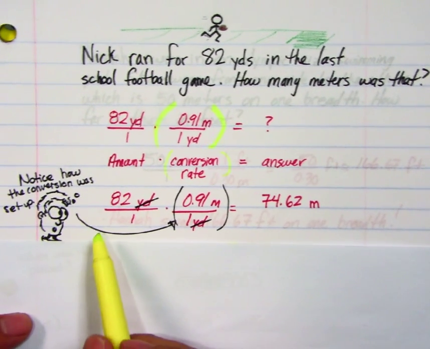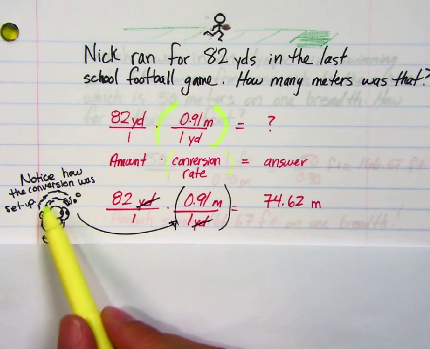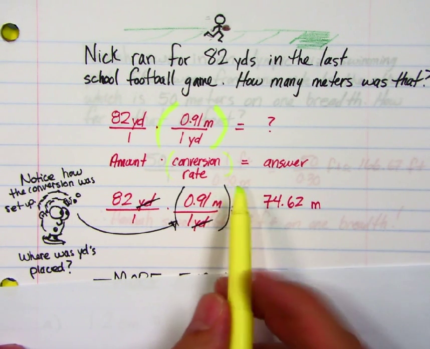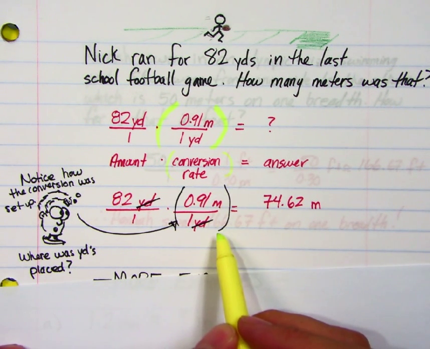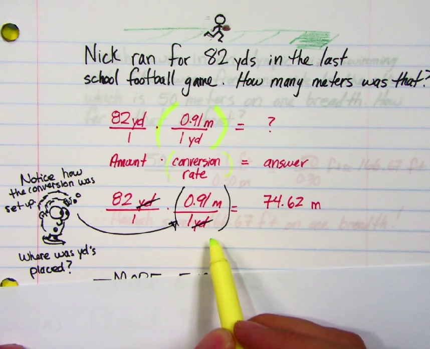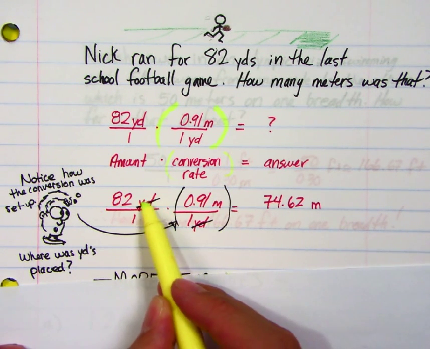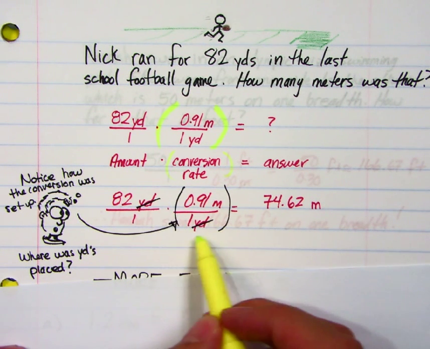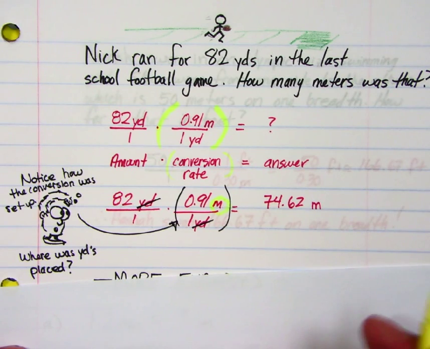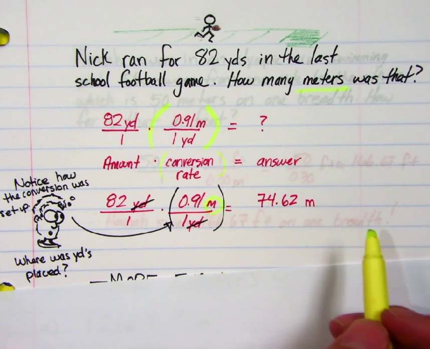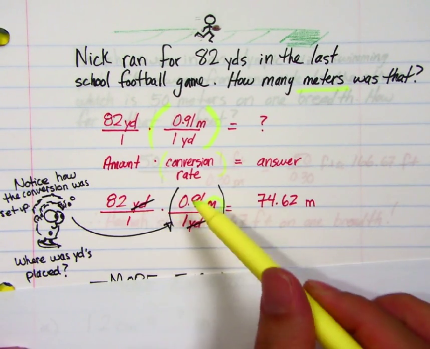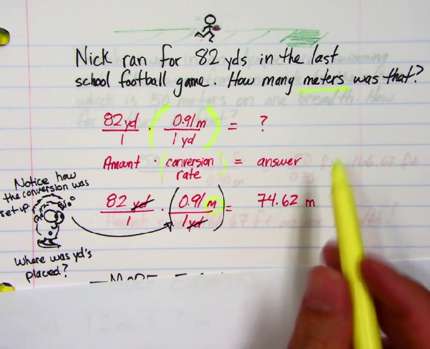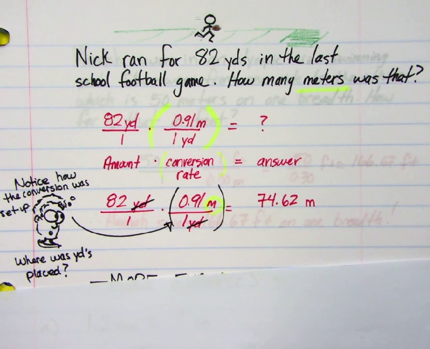Now, notice how the conversion was set up. Where did I put the yards? Did I put it in the numerator, or did I put it in the denominator? It's important to know. Well, I put it in the denominator so that these would cross out. You need one in the numerator, one in the denominator. Those cross out, and it leaves me with meters, which is the answer I want it to be in. So then I can just multiply across. I find out 74.62 meters is equivalent to 82 yards.